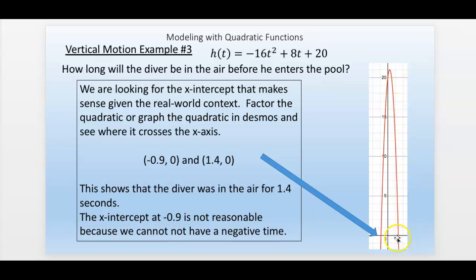Guys, we can look at the intercept here to see how long until he enters the water. All right, it's 1.4 seconds for him to enter the water from the 20-foot platform. Now, when we factor this, we would get another answer over here, negative 0.9, but that doesn't make sense. That's going backwards in time. Okay, remember, he takes off from right here and jumps up and then comes down. If you go backwards in time, yes, you would cross the x-axis again. That's where that negative number comes from, okay?